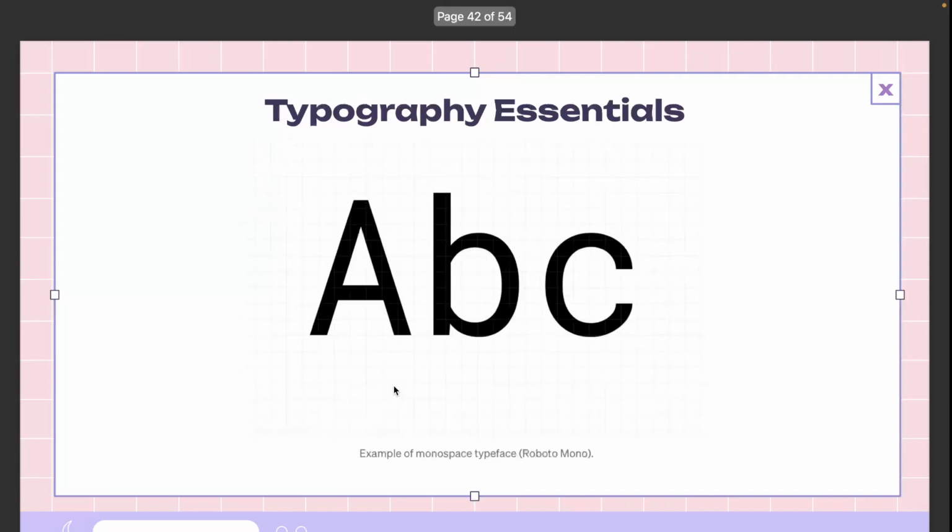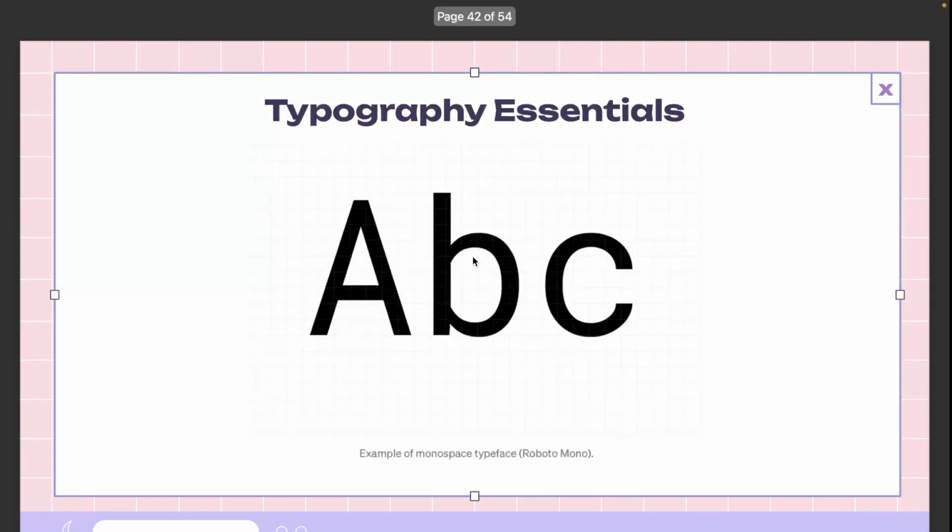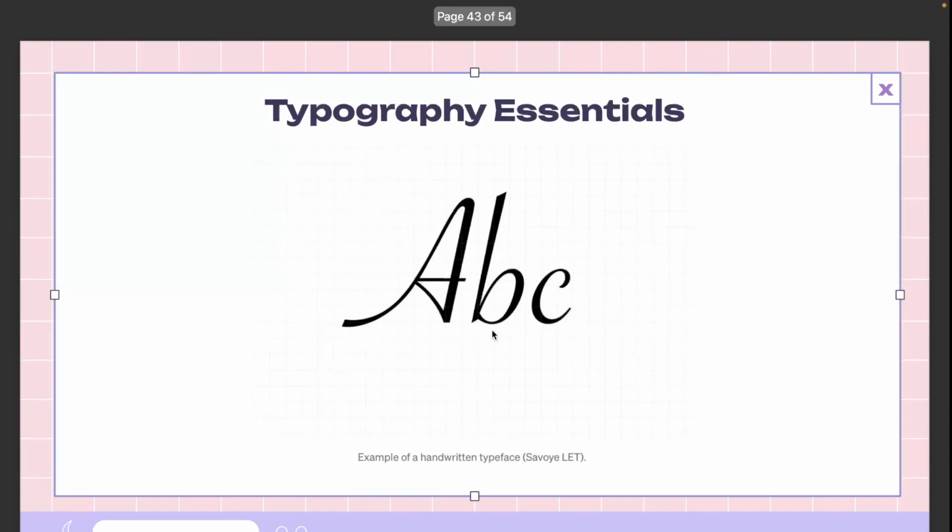We'll also have one more thing, that is monospace. If you look at sans, the breadth of this letter is much bigger, or the breadth of this one is much smaller, when compared to B or this part. When you look at monospace, all the breadth will look the same. The width of each character is the same. This is the type of font we'll use in programming. And of course we'll have handwritten typefaces. There are so many handwritten typefaces. This is Savoye Let, but we have other things also.